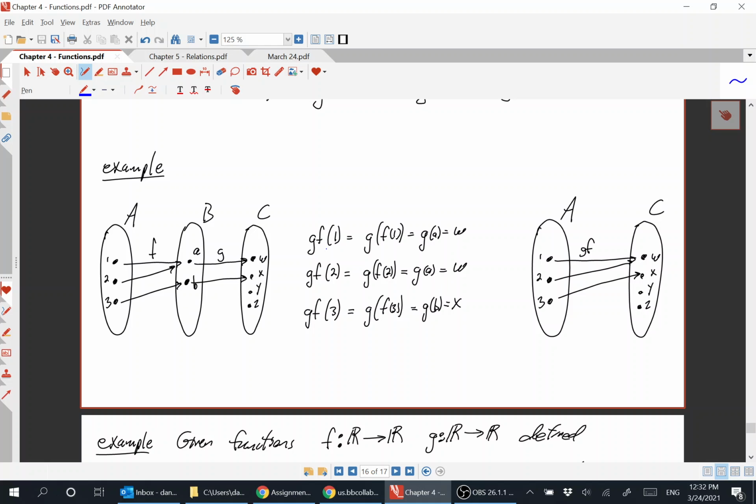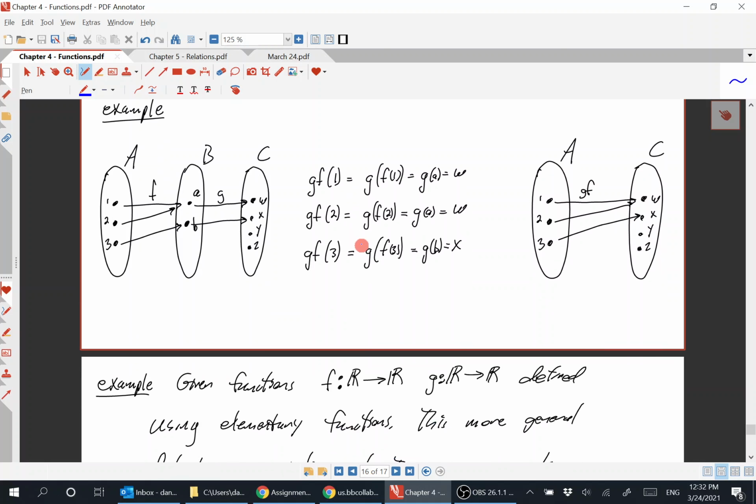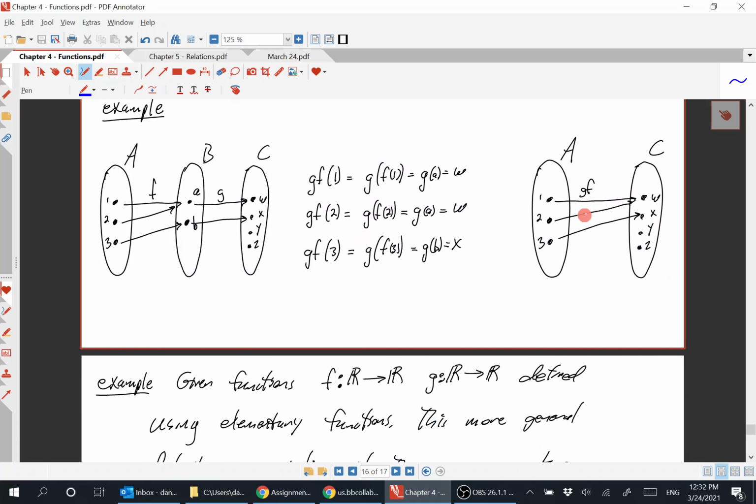g following f of 1 is equal to g of f of 1. f of 1 is a, so this is g of a. g of a is w. Therefore, g of f of 1 is w. And you do that for all three domain elements, and you get this picture here for g following f from A to C.